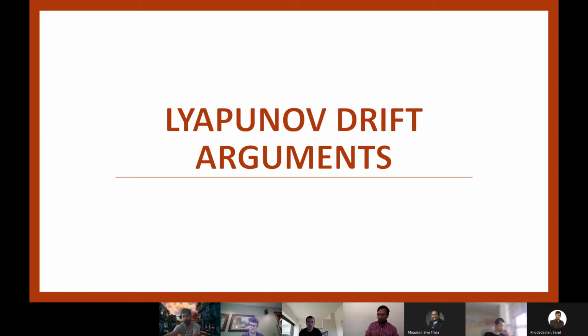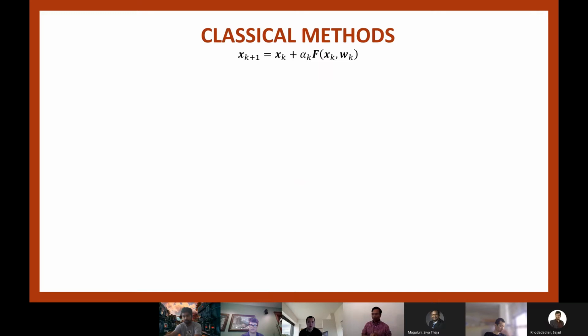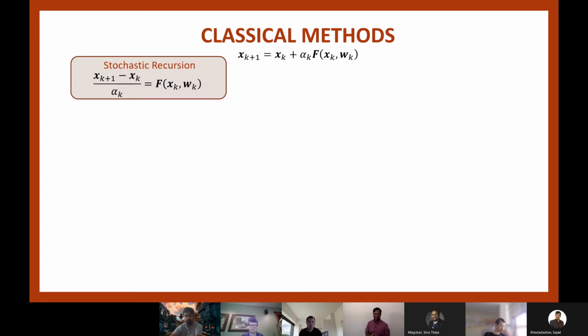So before going forward about Lyapunov drift arguments, I want to first talk very, very briefly about classical methods that have been used to study stochastic recursions. So this is our stochastic recursion. I rewrote it. I sent this x_k onto the left, alpha_k onto the left. I get something like this.